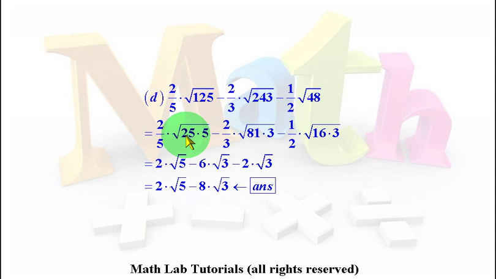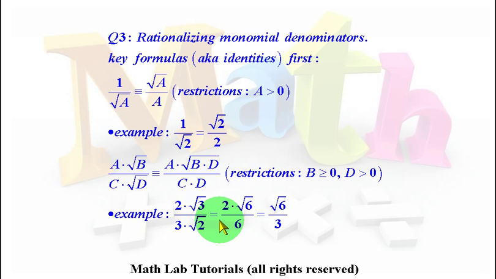We get the square root of 25 is 5, and 5 times 2/5, the 5's cancel, and you get a 2. The square root of 81 is 9. 9 times 2/3 is minus 6. We get minus 6 root 3. And over here, the square root of 16 is 4, and 4 times negative 1/2 is negative 2. So at the end of the day, over here we have 2 root 5, and then minus 6 apples minus 2 apples is minus 8 apples, so we get minus 8 root 3. So at the end we get 2 root 5 minus 8 root 3, and we are done. Let's go on to the next slide.